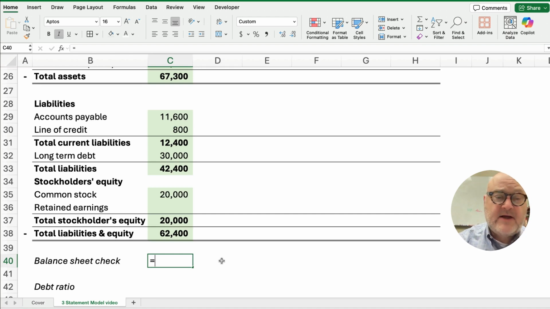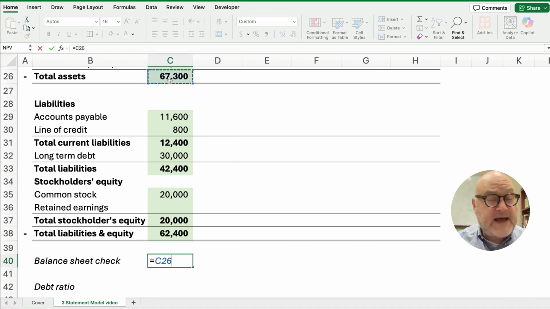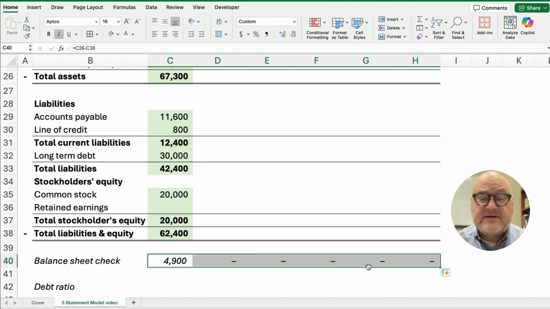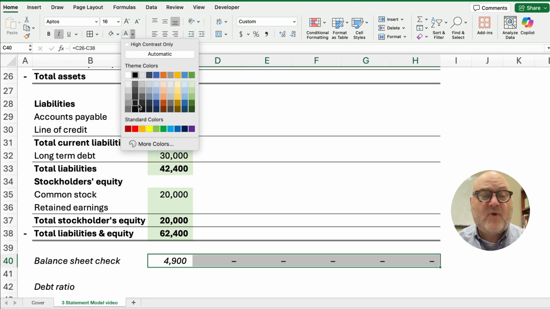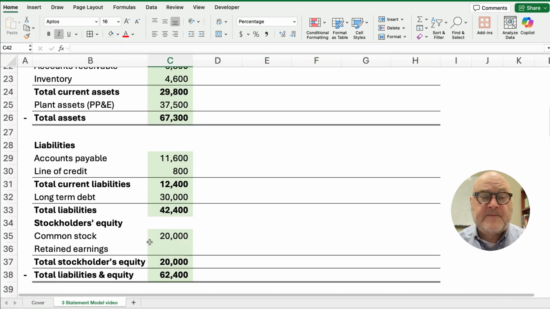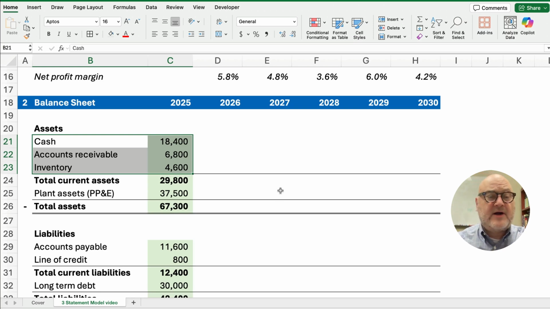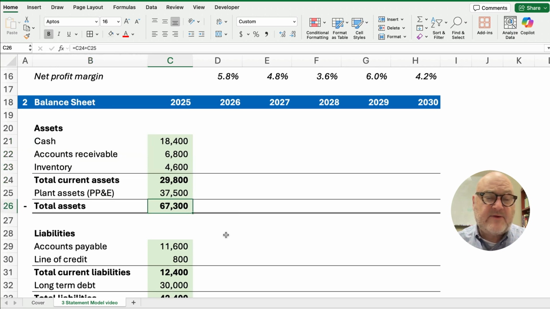One thing we want to do is we're always so concerned that our balance sheet balances. So what we're going to do is I'm going to do a little balance sheet check right here. 67 minus 62,400. And it doesn't work. So I'm going to copy this across for each of the years. And I'm going to make it in red just to warn us, hey, if it's out of balance. So here's what we have. We have our basic current assets, the short-term assets we call current assets, cash, accounts receivable, inventory. Okay. Then we have things like plant assets and total assets. So our total assets are 67,300.